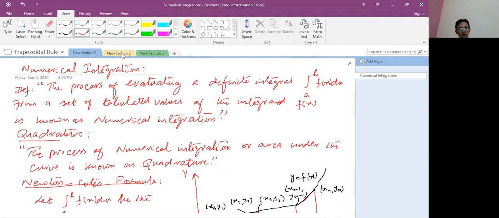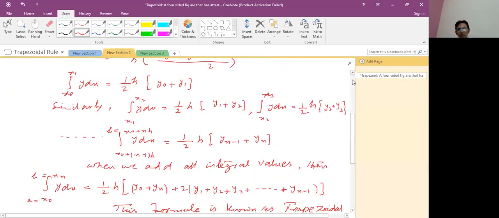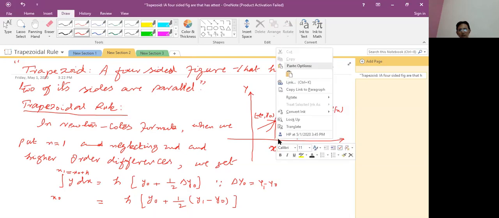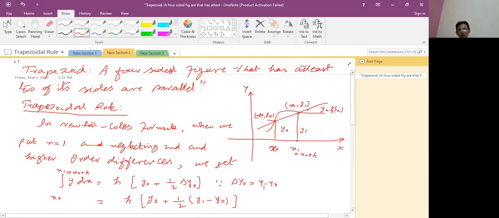So now, student, we will discuss what the trapezoidal rule is. When we talk about the trapezoidal rule, we should first know what a trapezoid is. A trapezoid, student, is a four-sided figure that has at least two of its sides parallel. If two sides are parallel and two sides are non-parallel, we call it a trapezoid. That's why the rule is called the trapezoidal rule. It is based on the trapezoid.